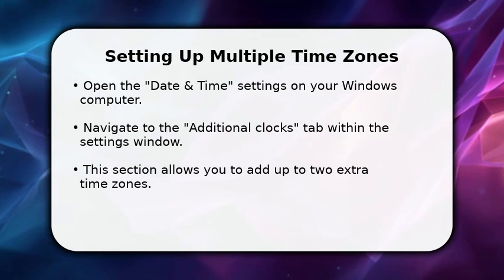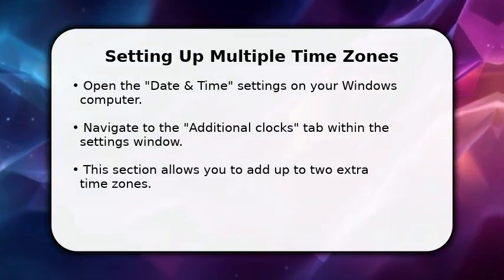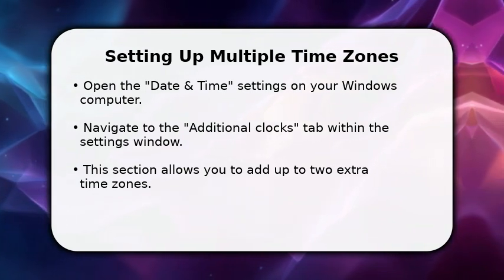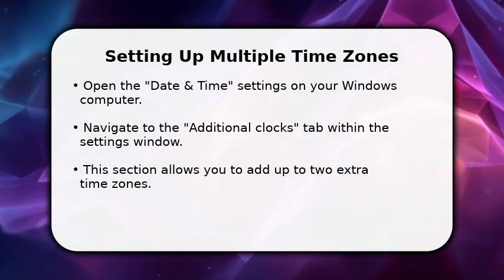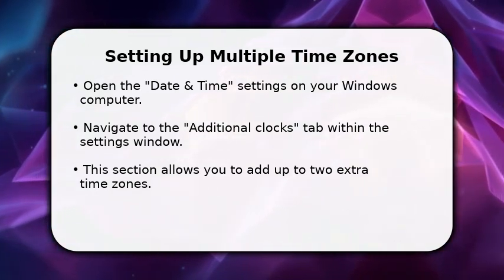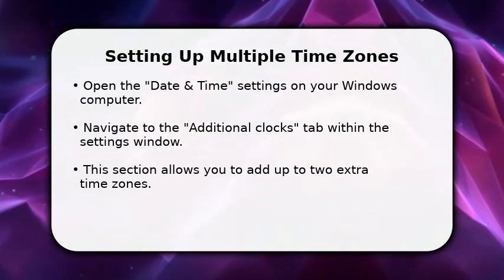In this video, I will explain how to set up multiple time zone clocks on Windows. First, begin by opening your computer's date and time settings. You can easily find this by searching in the Start menu. Once there, look for the Additional Clocks tab. This is where you will manage all your extra time zone displays.